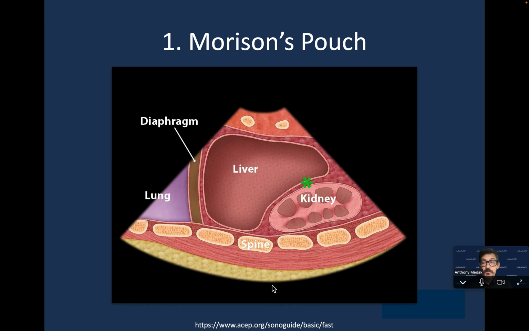This is medial. By convention, the probe dot is going to be pointed towards the patient's head, and so that means this is towards the patient's head, and this side is towards the patient's feet. And as you can see, we have liver, we have kidney. That little asterisk represents the hepatorenal space. Also, we have diaphragm. And then above the diaphragm, of course, is the pleural space or the lung.